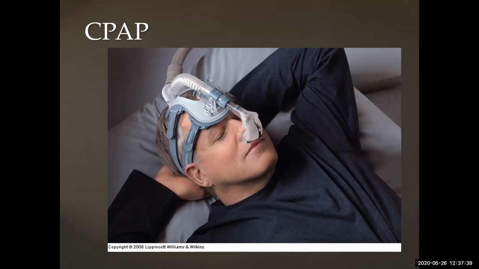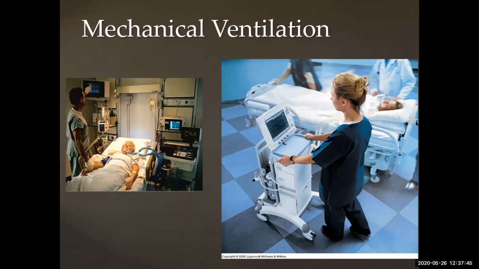There's a CPAP machine, a continuous positive airway pressure, where they will sleep with that if they have sleep apnea. There's a mechanical ventilator. Again, they have to have an airway to hook that up to. So this on the left, she has an endotracheal tube, and it could be also hooked up to a tracheostomy.